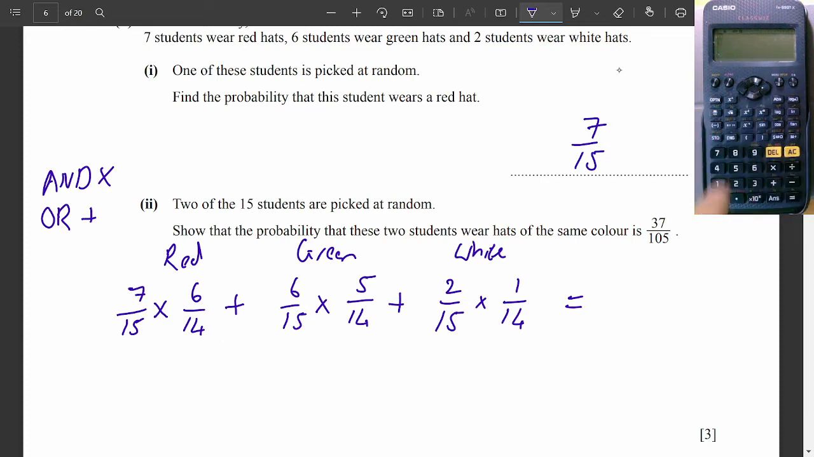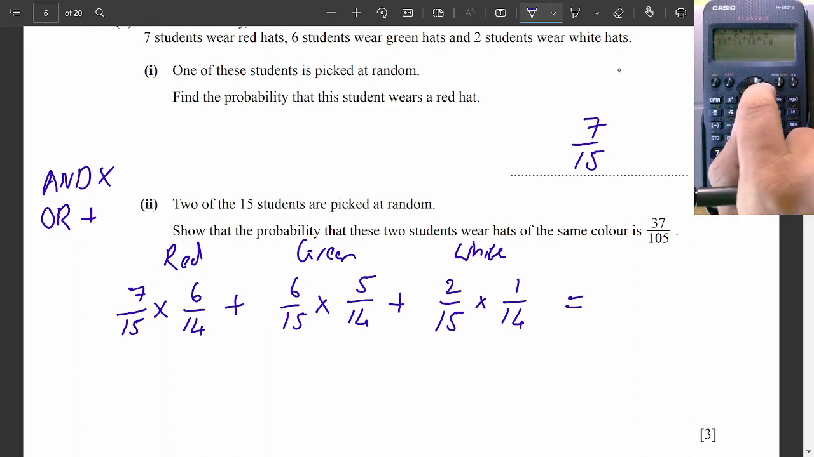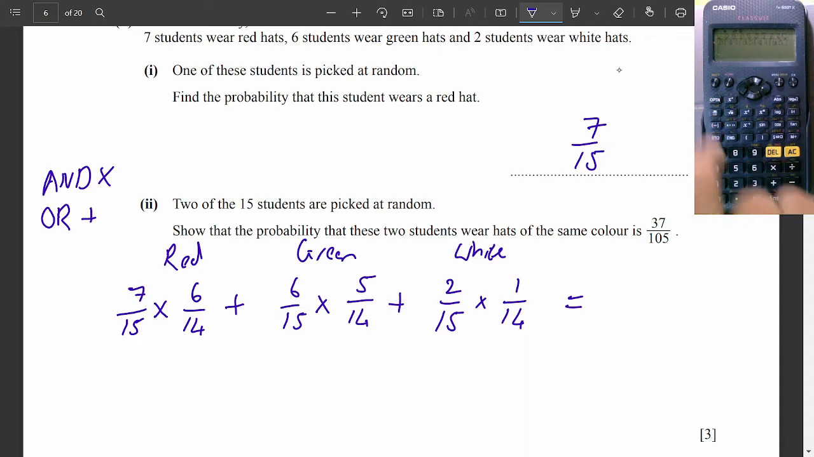Type it in exactly like we wrote it. And if we type it in correctly, we get the right answer, 37 over 105, and we know we got it right.